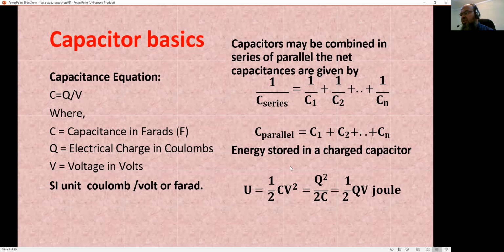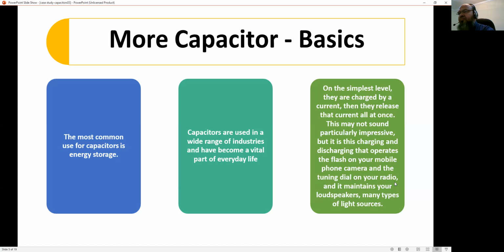Energy is stored in a charged capacitor. The basic formula is half CV square, which you can remember, and if we change it with the help of C is equal to Q by V, we come across two other variants of this formula: half Q square by C and half QV. It means the first formula can be utilized when C and V are known, the second when charge and capacitance are known, and the third when charge and potential are known.